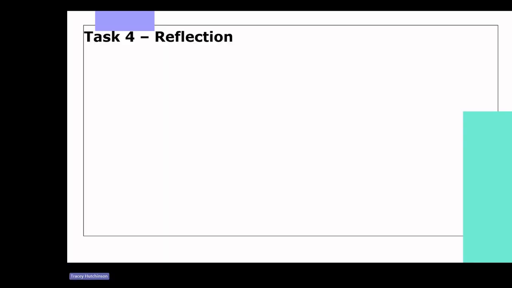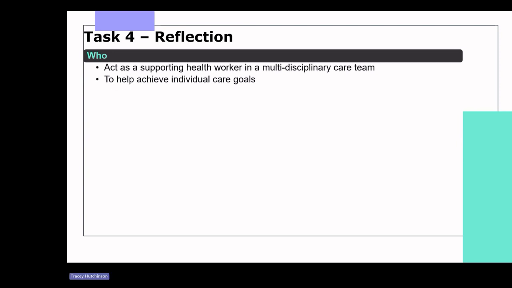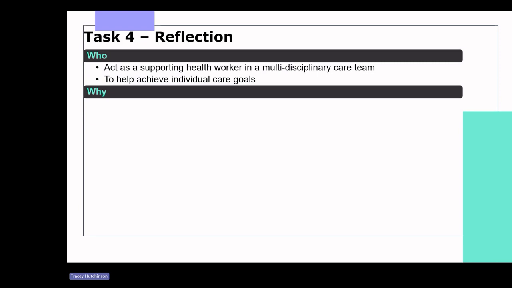To start, let's review Task 4. Students continue to play the role of a support health worker within a multidisciplinary care team, all working together to help achieve individual care goals. It is a vital component that concludes the project. It involves completing a reflective account that assesses their approach to the entire project.